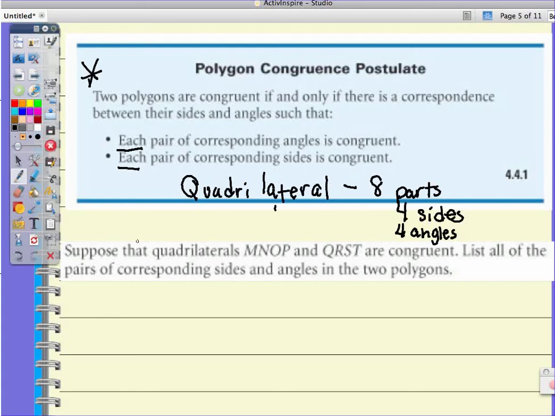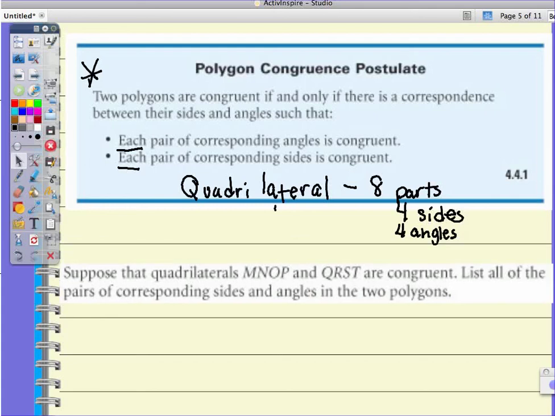Okay. Let's think about this question for a minute here at the bottom. Suppose that quadrilateral MNOP and QRST are congruent. List all of the pairs of corresponding sides and angles in the 2 polygons. Like I said, do you even really need a figure in order to list congruence? No, you do not. So just by the order of the letters, you can tell what is congruent. So angle M is congruent to angle Q.